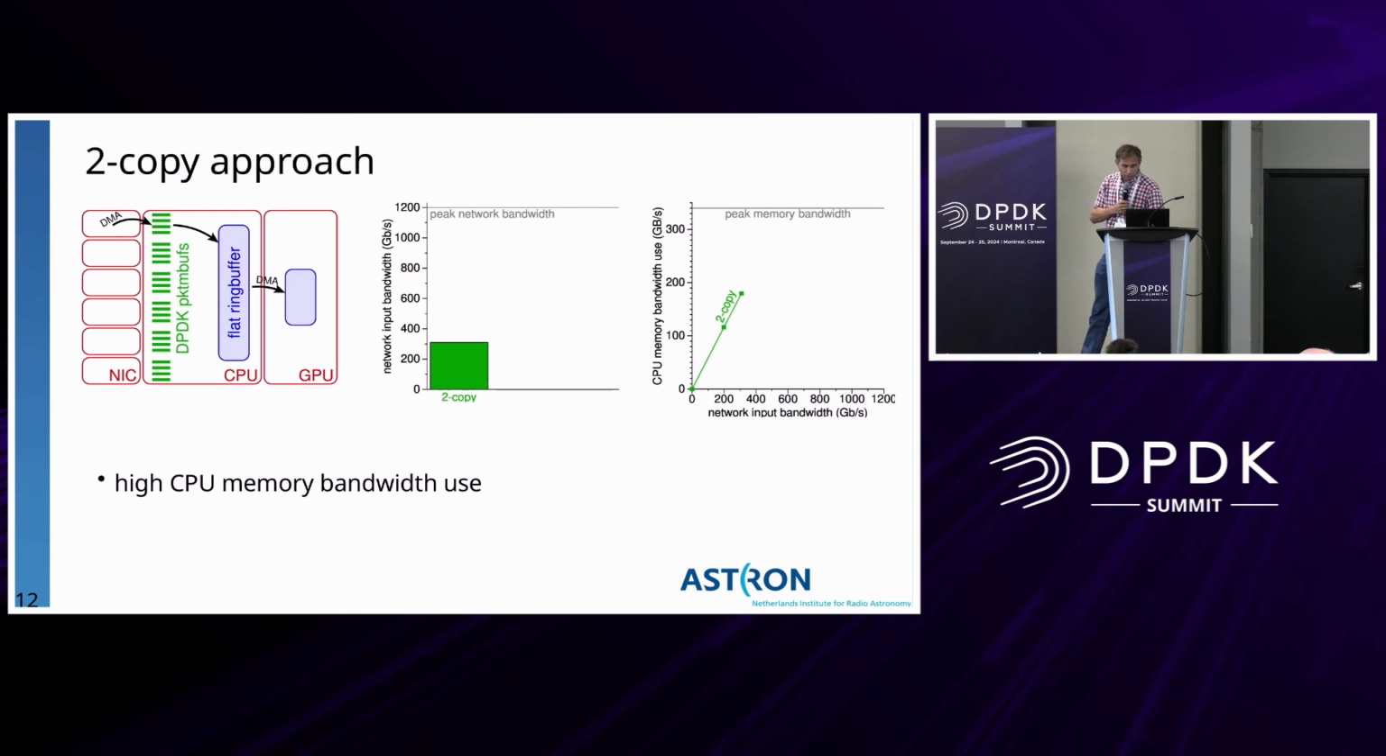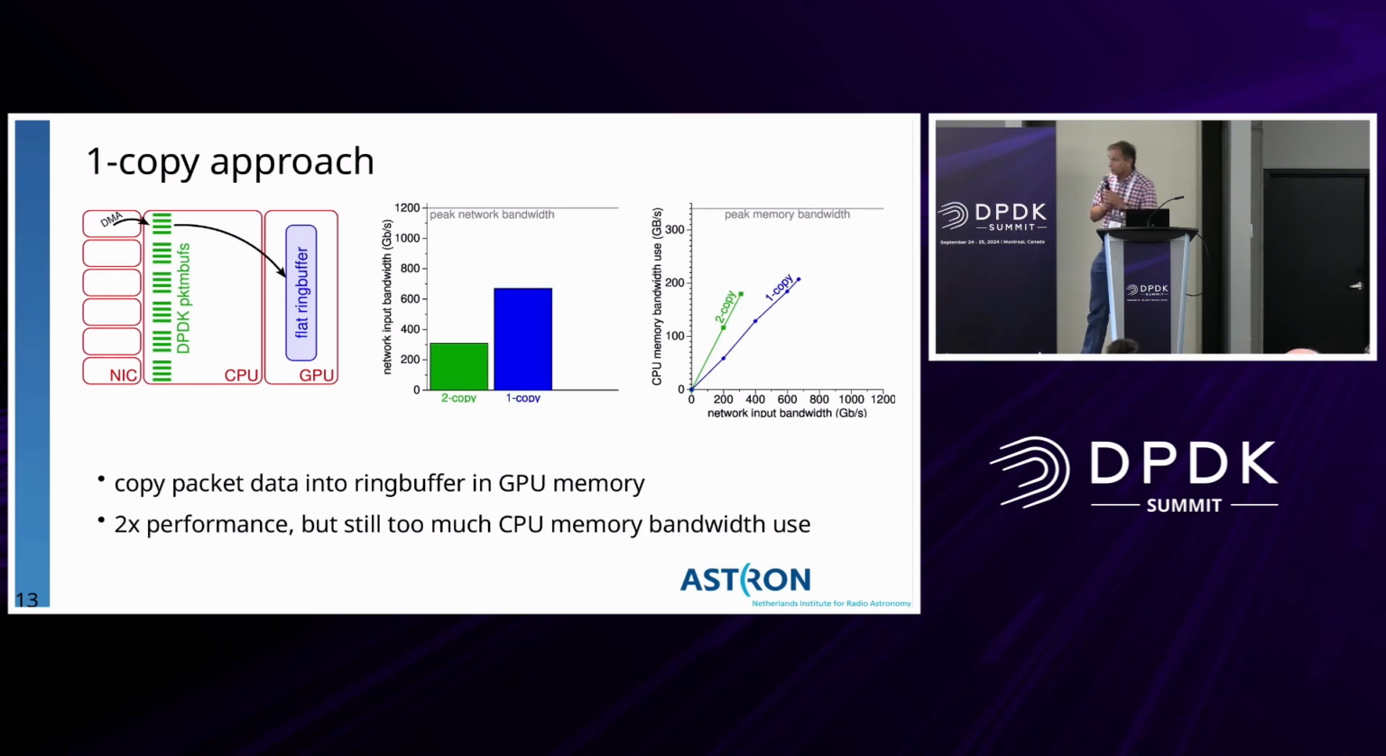But let's not talk too much about approaches that don't work. This approach also doesn't work, where we place the ring buffer in GPU memory and copy the data directly from the DPDK packet buffers into GPU memory. It will double performance, but again, after 200 gigabytes per second of memory bandwidth use, we start losing real-time performance, start dropping packets.